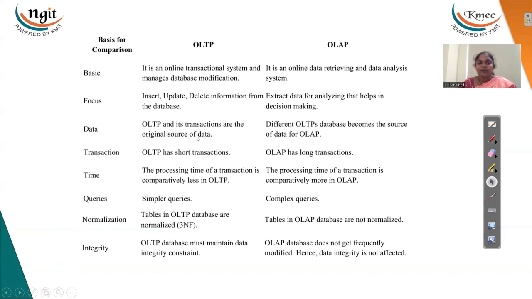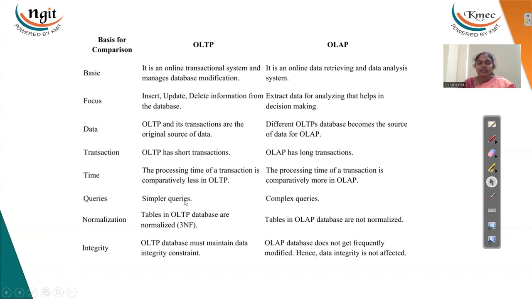And then transactions. OLTP focuses only on the transactions, and it will consider only small transactions that should be processed fast. And OLAP has very lengthy transactions because it has to analyze every detailed piece of information. When it comes to OLTP, the processing time of a transaction is comparatively less, whereas here it involves more time because it has to perform a detailed analysis.